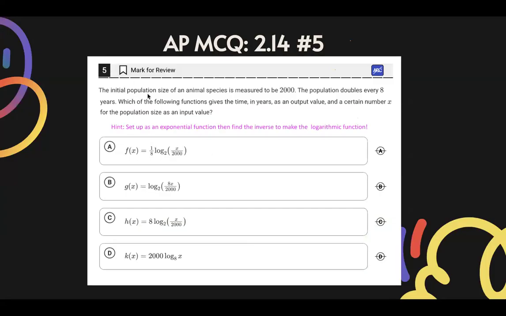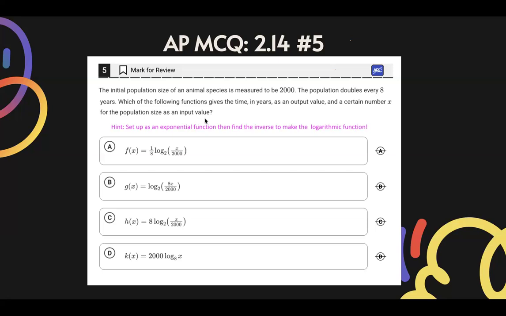And then the last one that we're going to talk about is number 5. The initial population size of an animal species is measured to be 2,000. The population doubles every 8 years. So we want to be careful with that setup because we're either going to do 8 times x or x divided by 8 or 1/8 x. So I want you to be careful and think about that one.